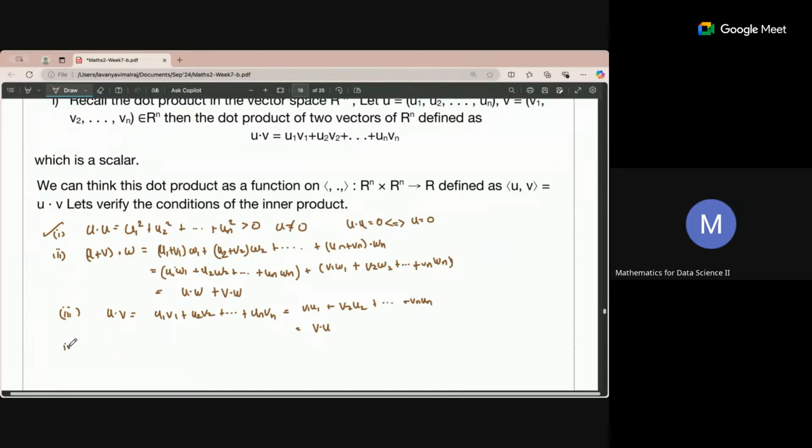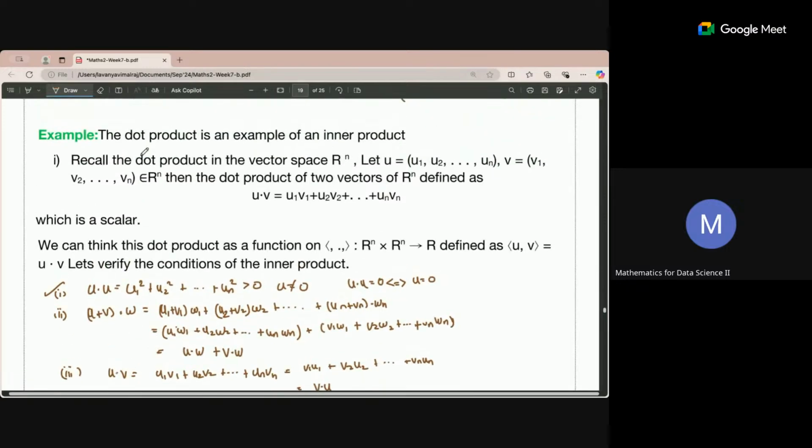And what is the fourth one? C times u dot v. So you have c u1 v1 plus c u2 v2 plus etc. c un vn. So c you can take commonly and then you will have c times u dot v, right? So all these properties are satisfied. So you can clearly see that dot product is an example of inner product.